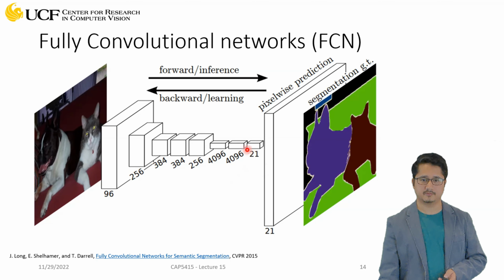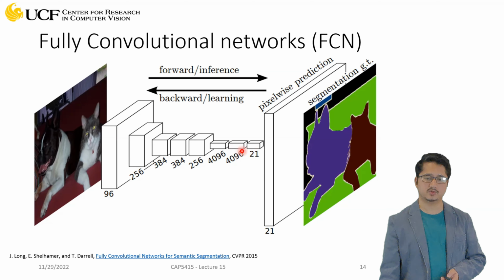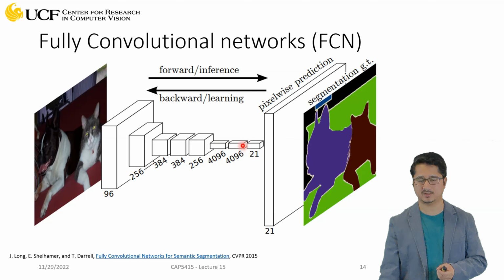Now, we have these features, let's say 4096. One issue is that these are flattened features, so we don't have any spatial information preserved here, right? Whatever values we have correspond to the whole image.